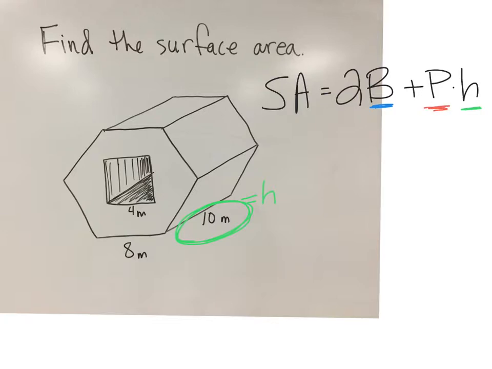Okay, and the base is a hexagon with a square missing from it. So when we calculate the area, that's exactly what we're going to do. We're going to take the hexagon area and we're going to subtract the square. Imagine using some paper and actually cutting out a square from a piece of paper. You are losing area.